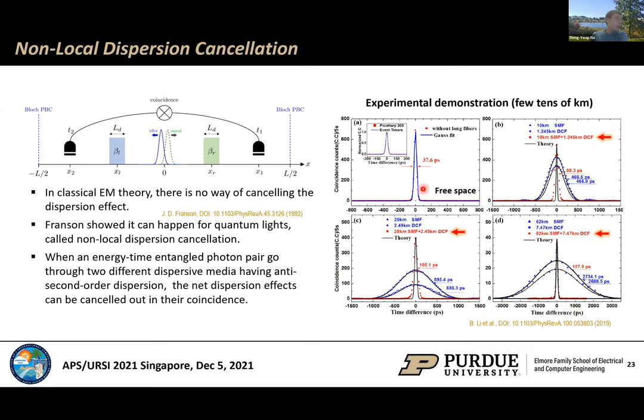You can see in this figure the time difference versus coincidence for free space. There's no medium, and the coincidence peak was around 37 picoseconds. But after introducing two different dispersive media, SMF or DCF, if we introduce this one-sided dispersive medium, illustrated by this blue triangle and circle, then the coincidence peak gets dispersed, about 10 times larger, at 166 picoseconds. But if we introduce dispersive optical fibers on both sides, then we can reduce the width of this coincidence peak significantly. So this is non-local dispersion cancellation.